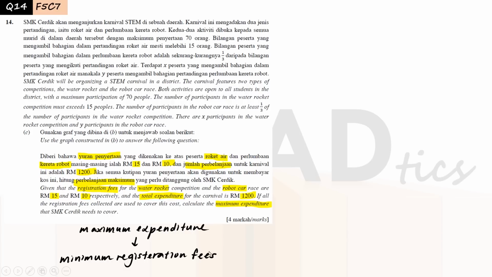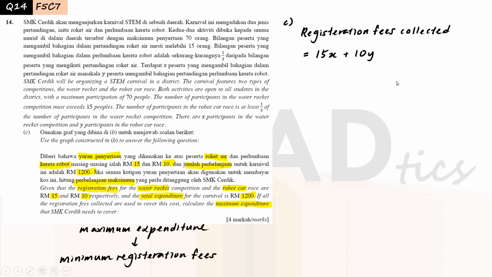Okay, so to calculate registration fees, first we can form this equation because we have the registration fees for both competitions. So here will be 15 multiplied with the water rocket competition participants, which is x, and then plus the registration fee of the robot car race. So it's 10 multiplied with the number of participants in that competition, which is y.